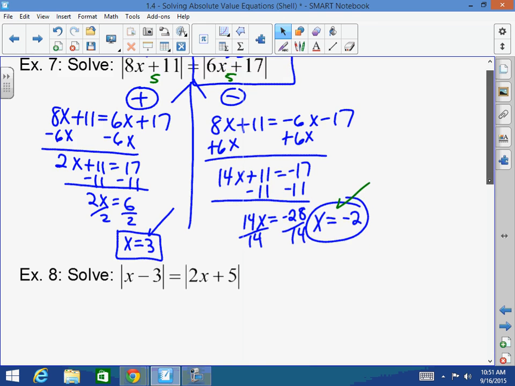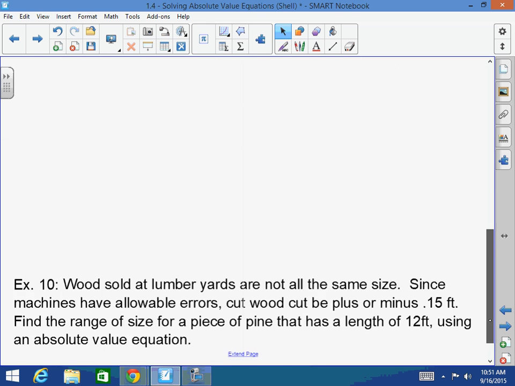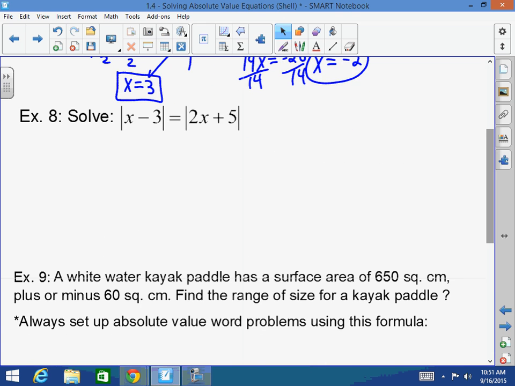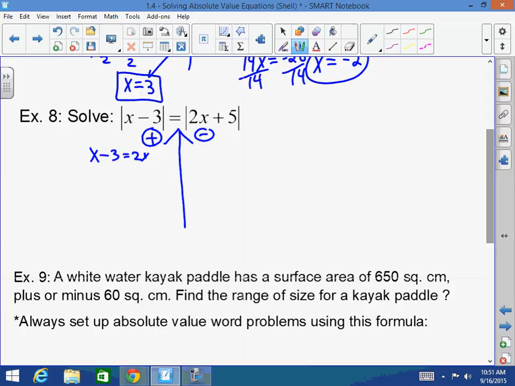Yes. Okay. I got time. Next: the absolute value of x minus 3 equals the absolute value of 2x plus 5. They're both alone. I can split into my positive and my negative side. Positive side: x minus 3 equals 2x plus 5. Negative side: x minus 3 equals negative 2x minus 5. I'm going to distribute a negative 1 to this right side. I stay consistent. That way I never get confused.